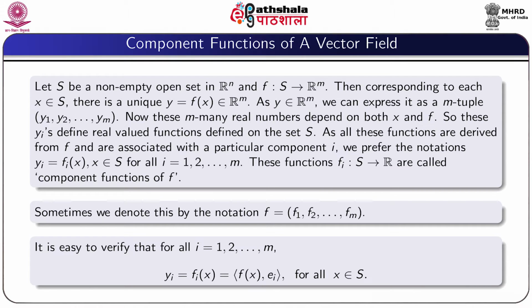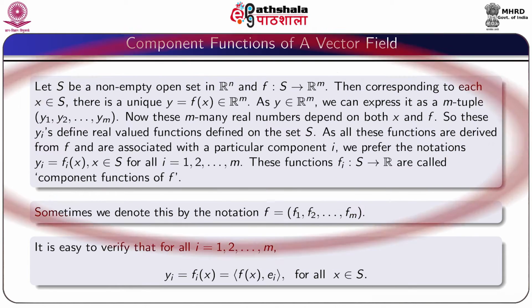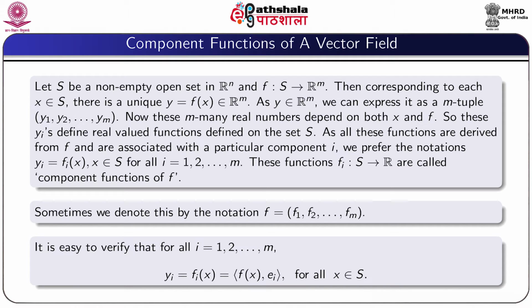Let us now discuss what we mean by component functions of a vector field. Let S be a non-empty set in Rn and f a map from S to Rm. Corresponding to each x in the domain set S, there is a unique y equal to f(x) in Rm. Now, y is a member of Rm, so we can express it as an m-tuple of real numbers y1, y2 up to ym. Now, if I look at any of these, say y1, if I change x, it will change, and if I change f, it will change. So, these real numbers depend on both the point x as well as the function f.